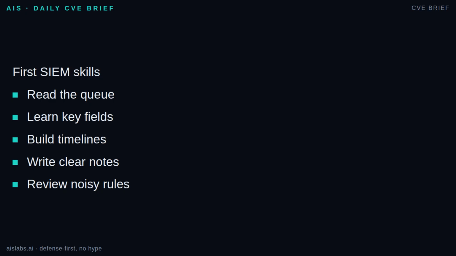Then learn the common fields: user, host, source, destination, action, result, time, rule name, and asset criticality. Practice building a timeline from one alert without jumping to conclusions. Write notes that another analyst can trust at 3 a.m.